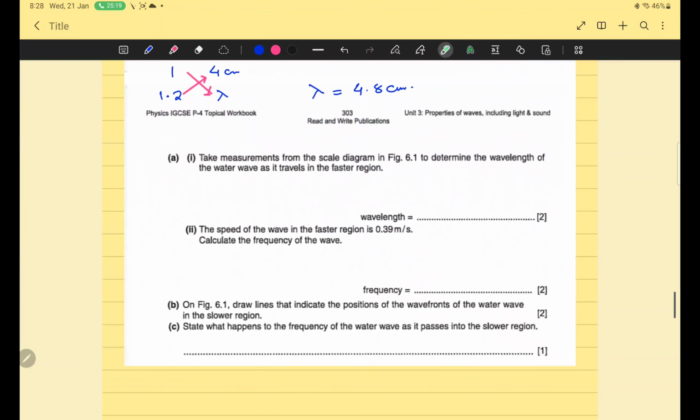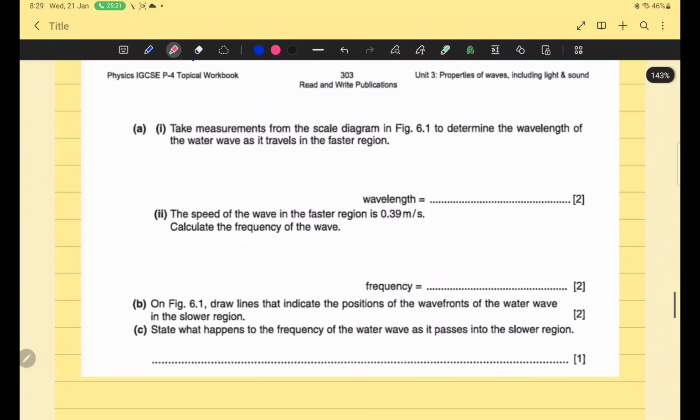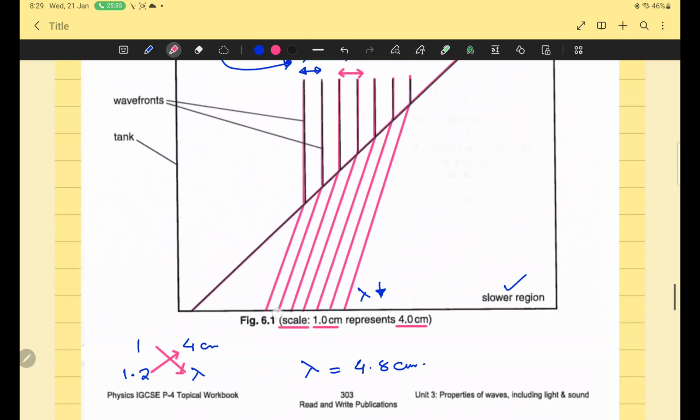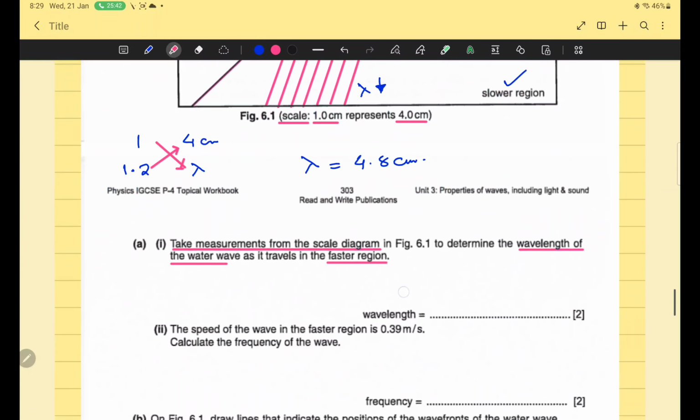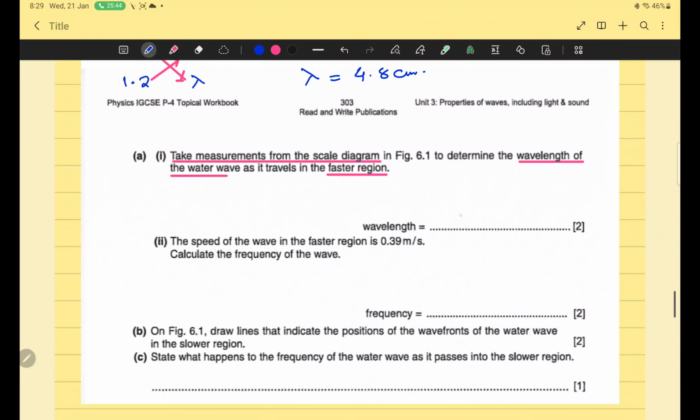Okay. If you read the question, it says take measurement from the ruler on the scale diagram. The question is what is the actual wavelength of the water wave in the faster region. I have explained earlier that we measure the separation between any two wavefronts. The measurement is 1.2 centimeter, and actually it is equal to 4.8 centimeter. This is the actual wavelength.